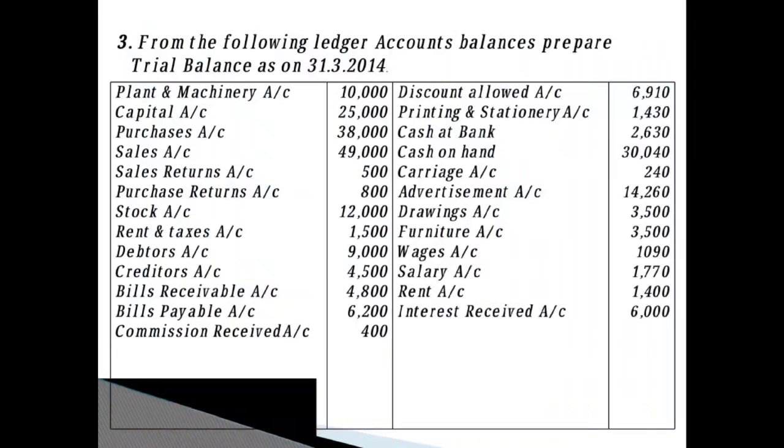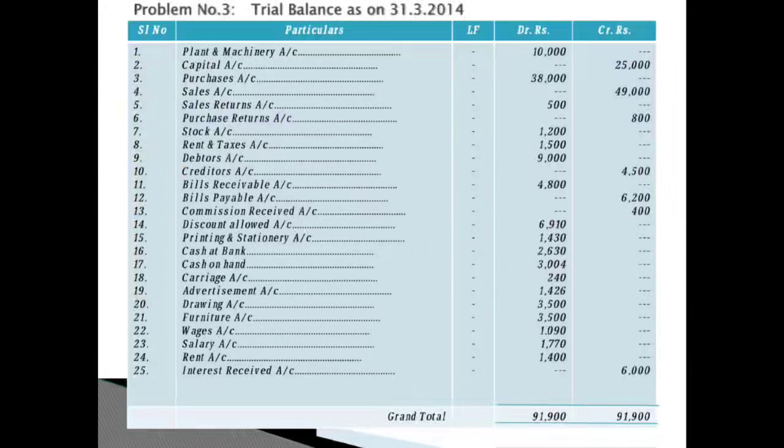The next you have wages account 1,090. Wages account means it is an expense because it is wages payment. Okay, so it is an expense which shows debit balance. So we are going to record it in a debit column. 22nd, wages account rupees 1,090, which you have to record in a debit column.